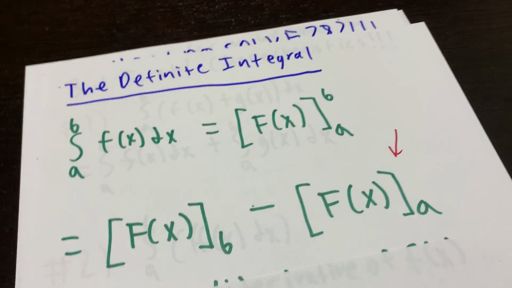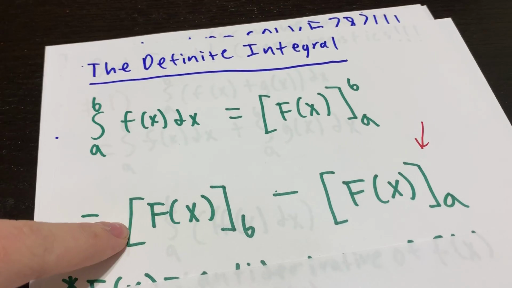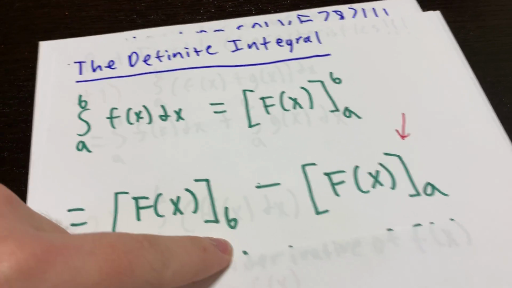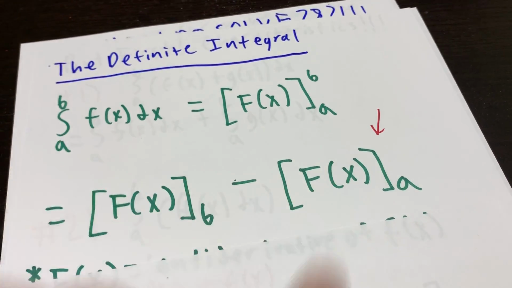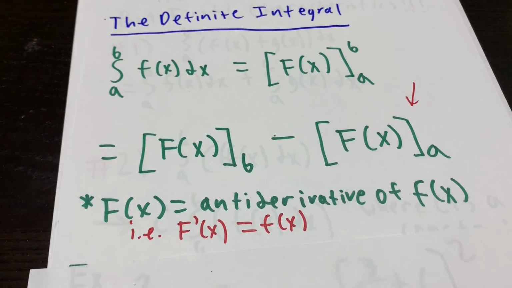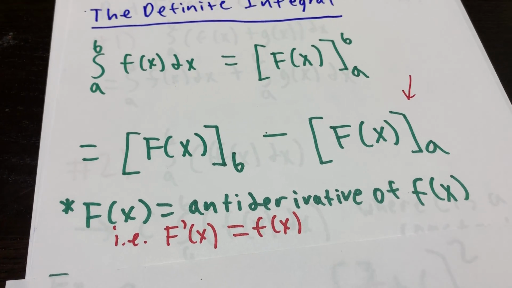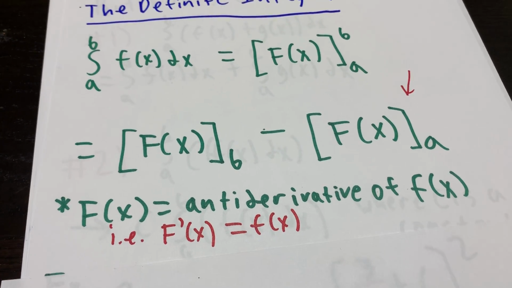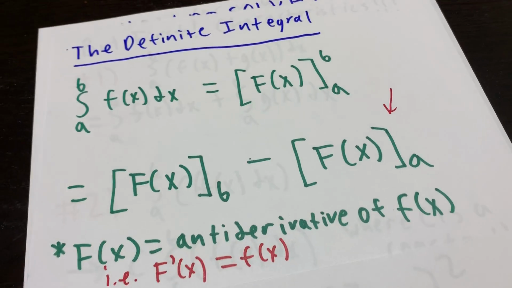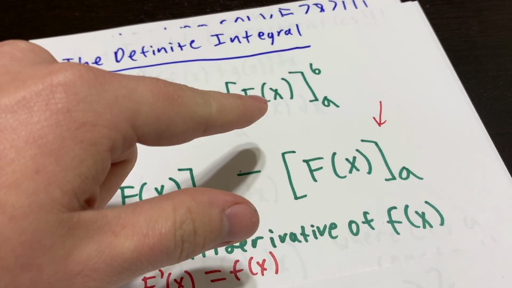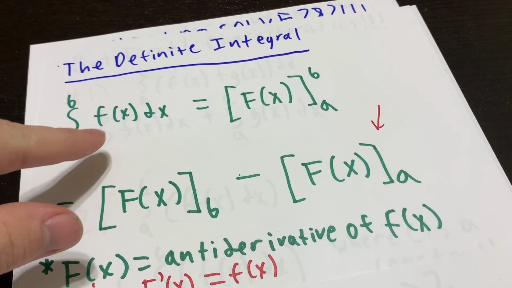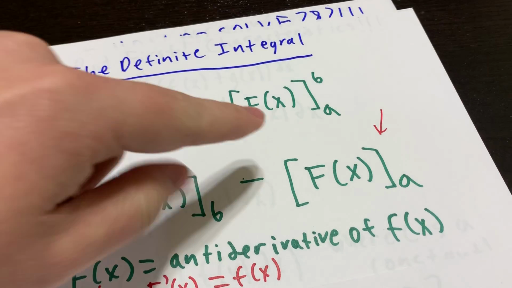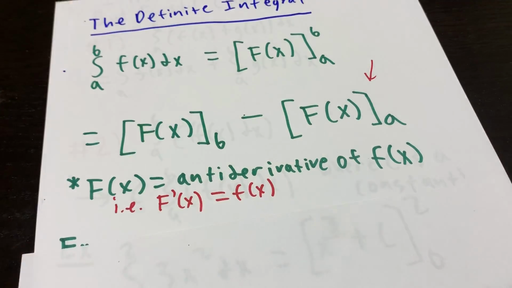Once you do that, you take the original function and evaluate it at b, and then subtract the evaluation at a. So capital F of x is what we could call the antiderivative of f of x, meaning that whenever you take the derivative of F of x, you'll get back f of x. So it's kind of like the big F of x is the version before this, because this is after you take the derivative and this is before you take the derivative.